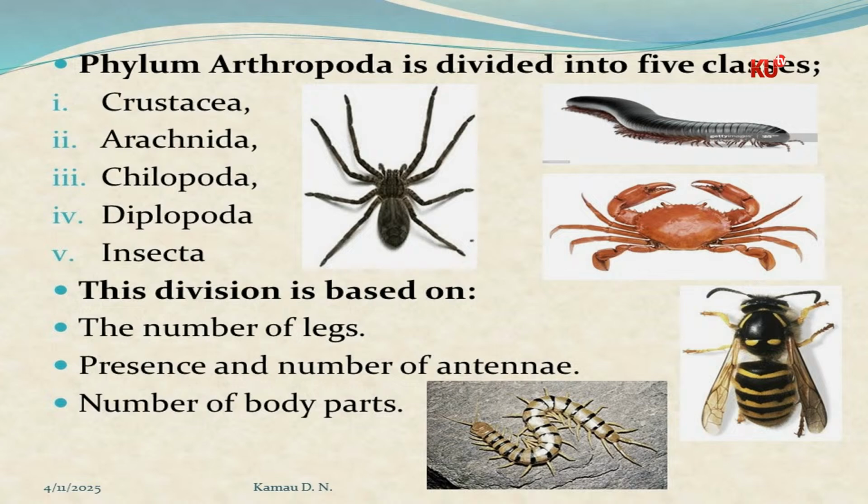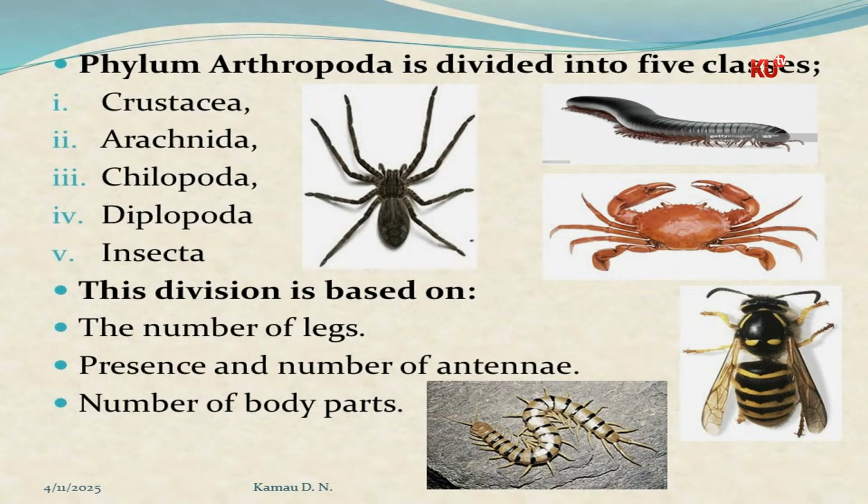Learners, a living organism can have a couple number of legs. Either it can have 3 pairs of legs, or 4 pairs of legs. Another characteristic we consider in Phylum Arthropoda is the presence and the number of antennae. As we dig deep into these classes, we will find that some living organisms have antennae, others lack antennae, some have 2 pairs of antennae or more than 2 pairs of antennae.